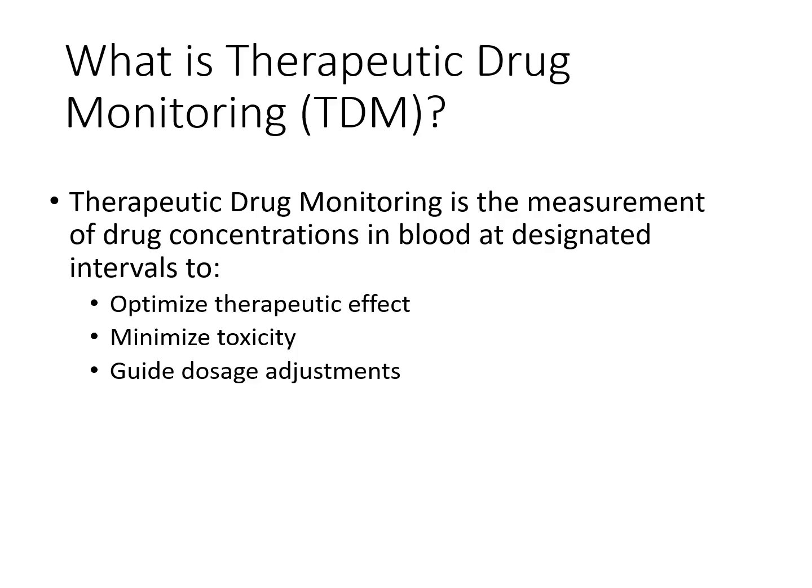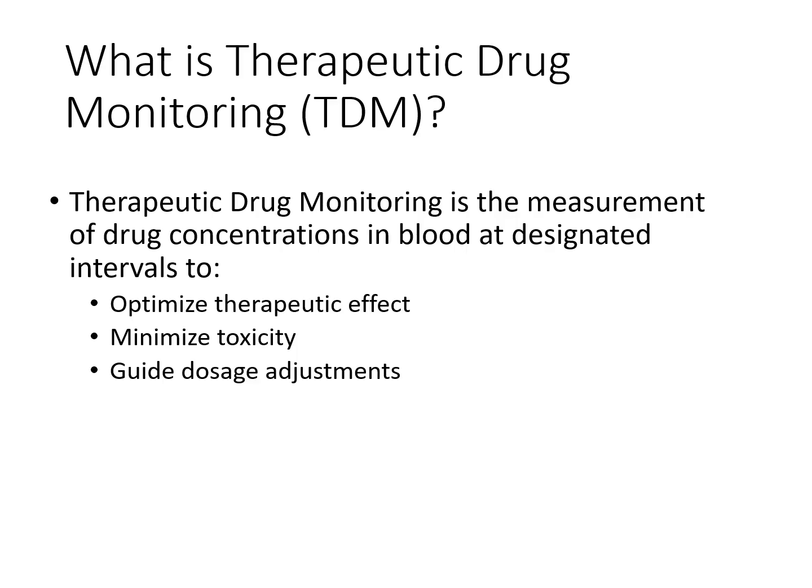We also want to minimize toxicity. So the goal of that is to avoid drug concentrations that exceed safe levels, which can lead to adverse effects or even organ damage. An example of that would be a high level of digoxin can lead to cardiac arrhythmias. Excess aminoglycosides can actually cause kidney damage or hearing loss. So therapeutic drug monitoring can help provide an early warning system for potential drug toxicity, especially in high-risk patients.